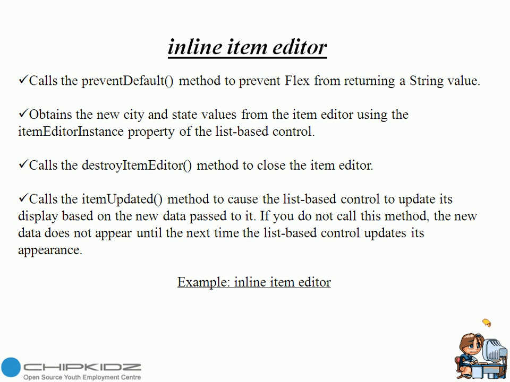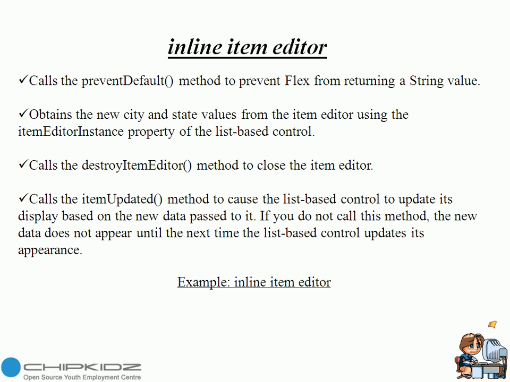The inline item editor calls the prevent default method to prevent Flex from returning a string value, obtains the new city and state values from the item editor using the item editor instance property of the list based control, calls the destroy item editor method to close the item editor, and calls the item update method to cause the list based control to update its display based on the new data passed to it.